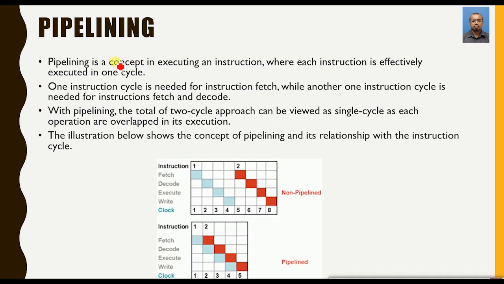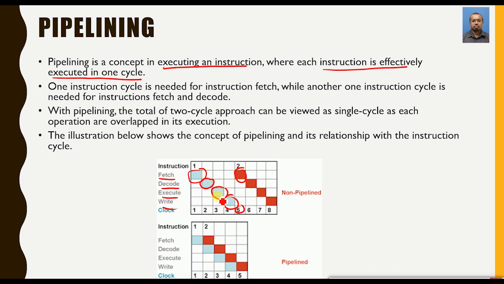Pipelining is a concept of executing an instruction where each instruction is effectively executed in one cycle. But in actual, this is just a technique. In actual, each instruction requires more than one cycle if we don't use pipelining. If you see here, this is how the instruction is being executed. First, it will fetch, decode, execute, and write. The first clock will do fetch. Second clock will do decode. Third clock is execute. Fourth clock is write. And then on the fifth clock, you are ready to fetch the next instruction.